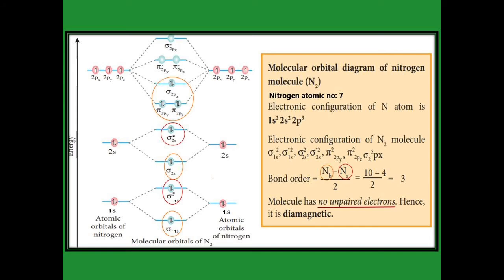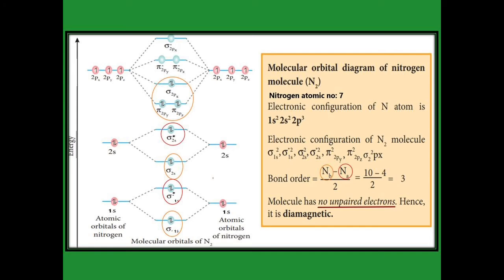That 4 electrons are occupied by sigma 1s with 2 electrons and sigma star 1s with 2 electrons. In the same way, in the 2s orbital, 2 atoms of nitrogen combine with each other to form sigma 2s and sigma star 2s, and the corresponding electrons are filled. Sigma 2s contains 2 electrons from the 2s orbital, and sigma star 2s also contains 2 electrons from the 2s orbital of the nitrogen atom.